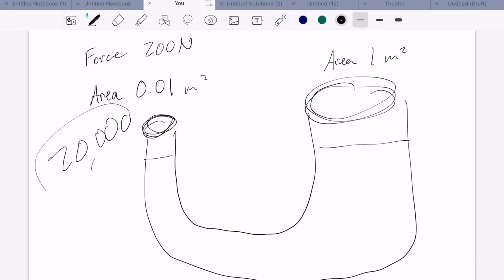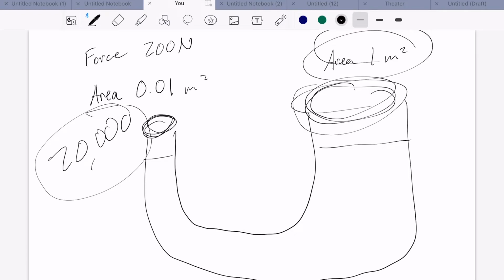Now, this pressure, if we times it with this area, which is the output area, we get the force, because in the formula it is like this. So in order to get force, it is pressure times area. Now by timing these two values together, we get force, and the force is 20,000 newtons, which, fun fact, can lift an elephant.